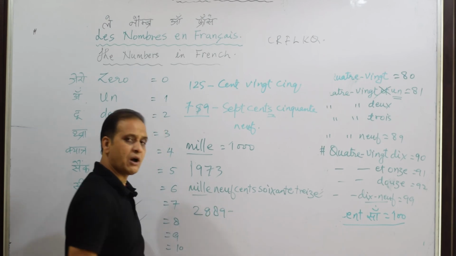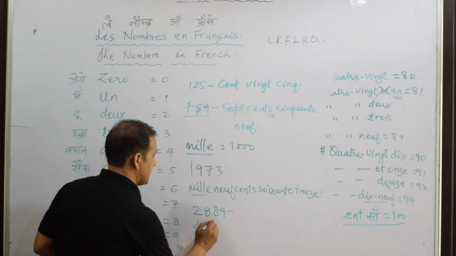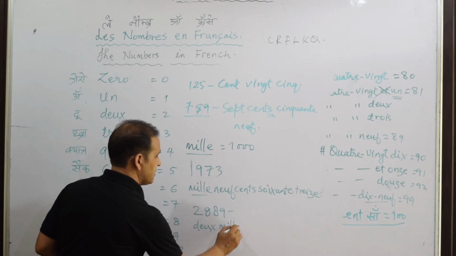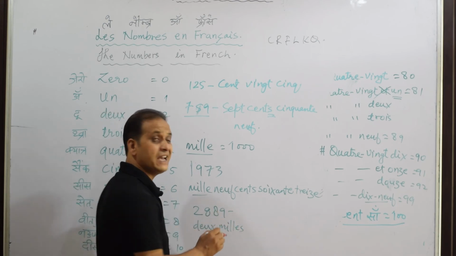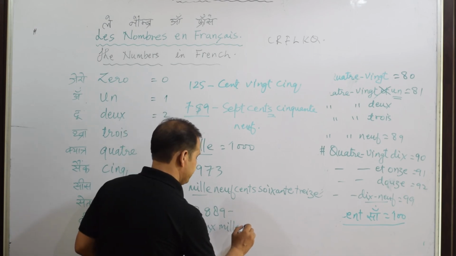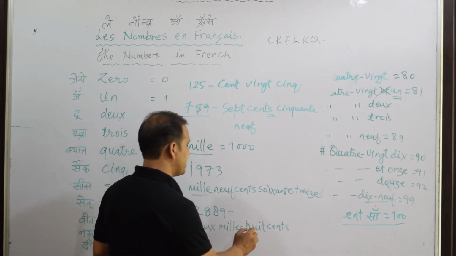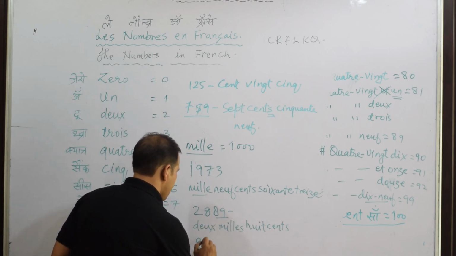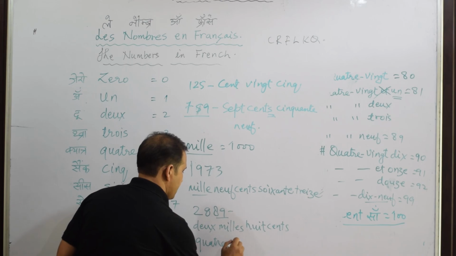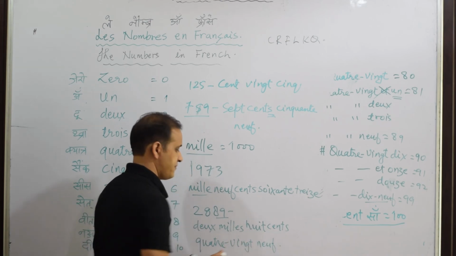So if you have understood the concept, you can say 2889 for example. So how will you say 2000? 2. What is 2? Deux and 1000, that is mille. Deux mille, here you will add S. Deux mille. And 800. What is 8? Huit. And 100, you will add S. 2000 800 and then 89. You know 89? 80 and then 9. That is 9.